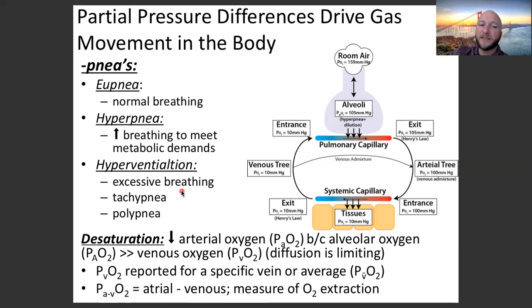Hyperventilation is excessive breathing that's abnormal. So tachypnea, polypnea, other words for the same thing. It's excessive breathing, breathing beyond metabolic demand. Hyperventilation is breathing beyond metabolic demand. Hyperpnea, breathing to meet metabolic demand.